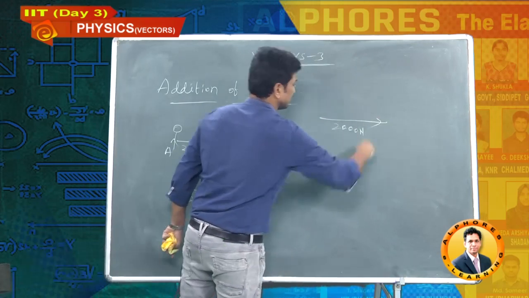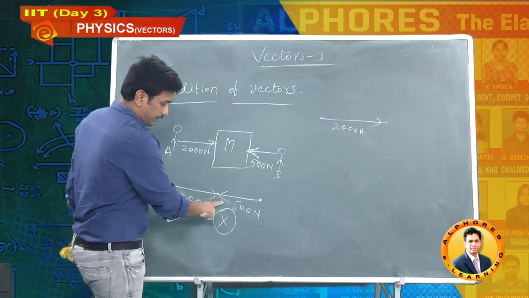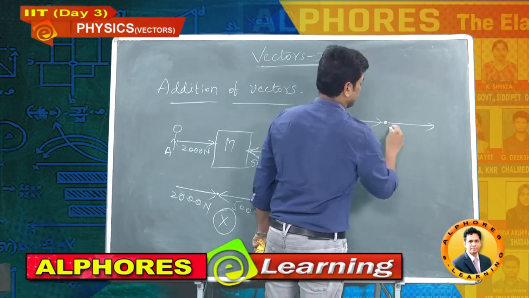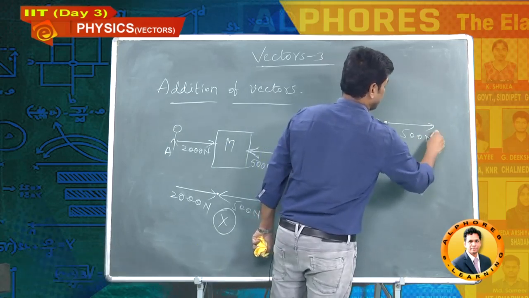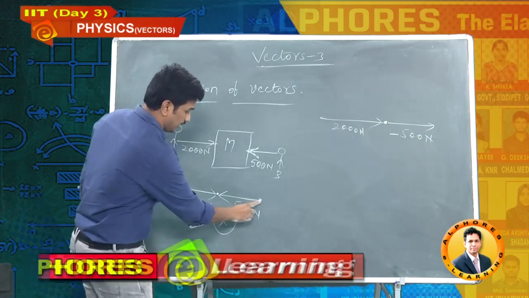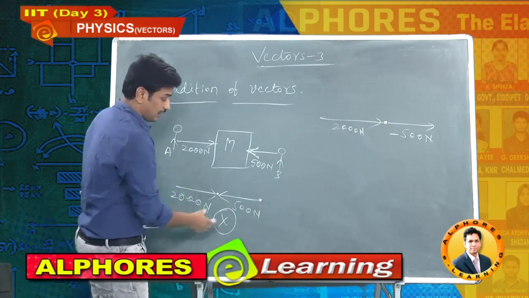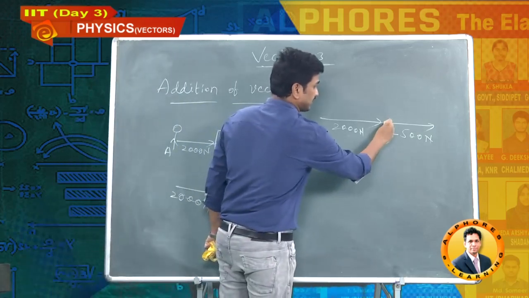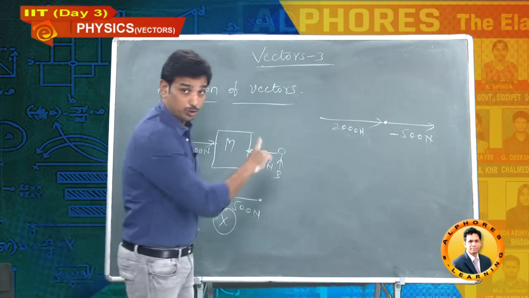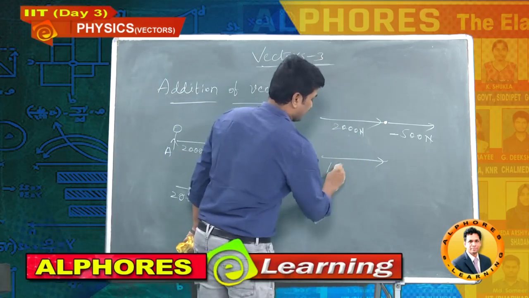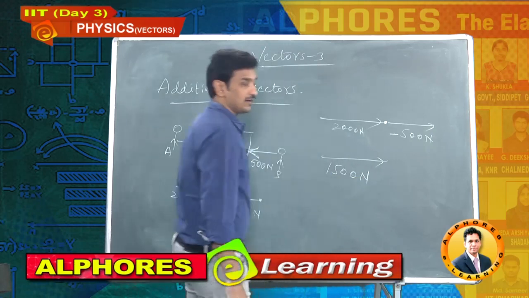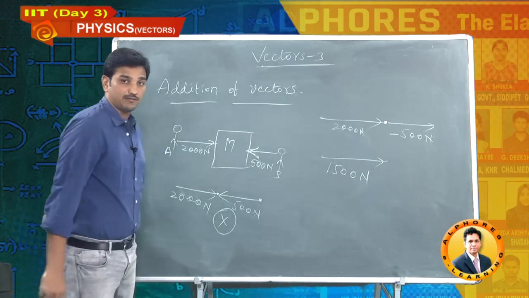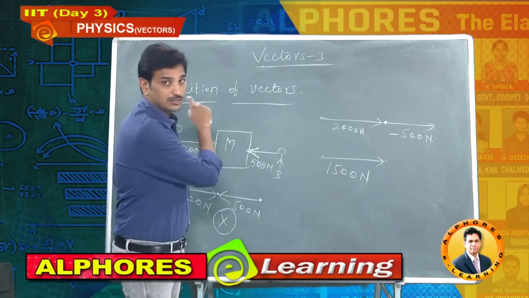2000, this is as it is. Negative vector of 500: minus, head coming this side, tail going that side. Now plus 500 will become minus 500. Now head is connected to the tail, so I can add both of them. What is the resultant force? 1500 newtons. Now this object is affected with a force of 1500 newtons.